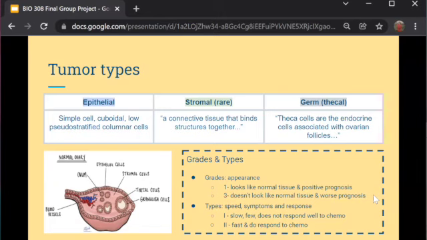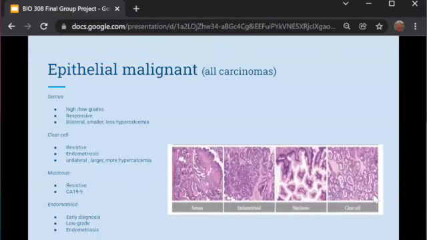They're divided into grades and types. Grades focus more on their appearance. So grade 1 looks like normal tissue and therefore has a positive prognosis, whereas grade 3 doesn't look like normal tissue anymore and has a worse prognosis. Types are described by their speed, symptoms, and response to therapy. Type 1 grows very slowly, doesn't have a lot of symptoms, and does not respond well to chemo, whereas type 2 grows quickly and does respond to chemo.